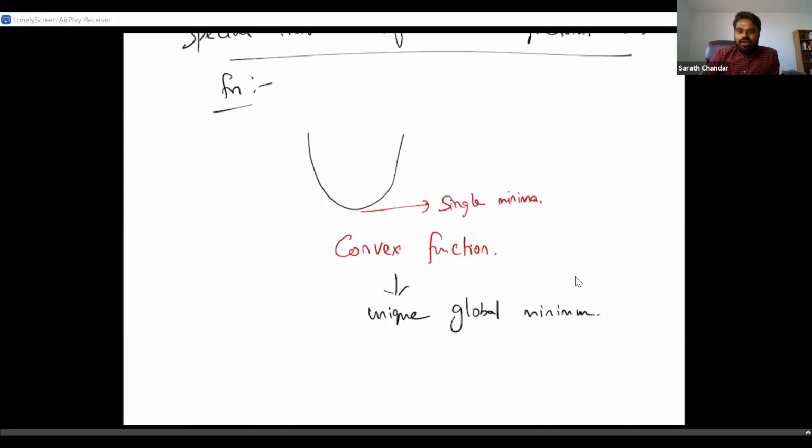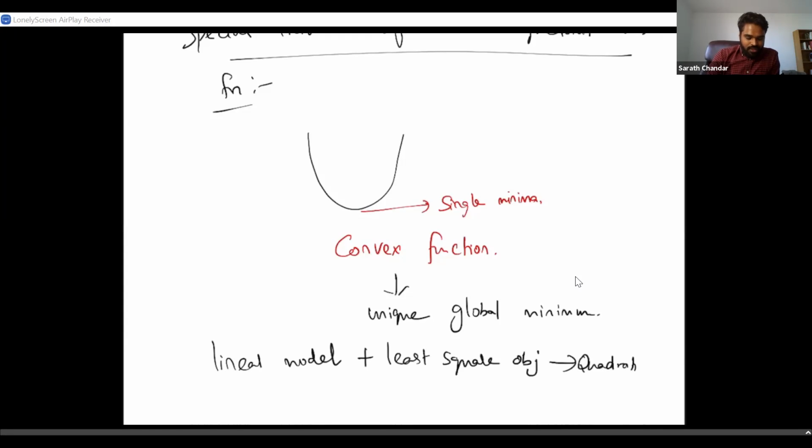Okay, so right from the beginning of this course, I said linear models have some special property. So what is that property? When you have a linear model with something like a least square objective, it produces a quadratic loss function. And quadratic functions are convex functions, and hence you have a guaranteed single global minimum.